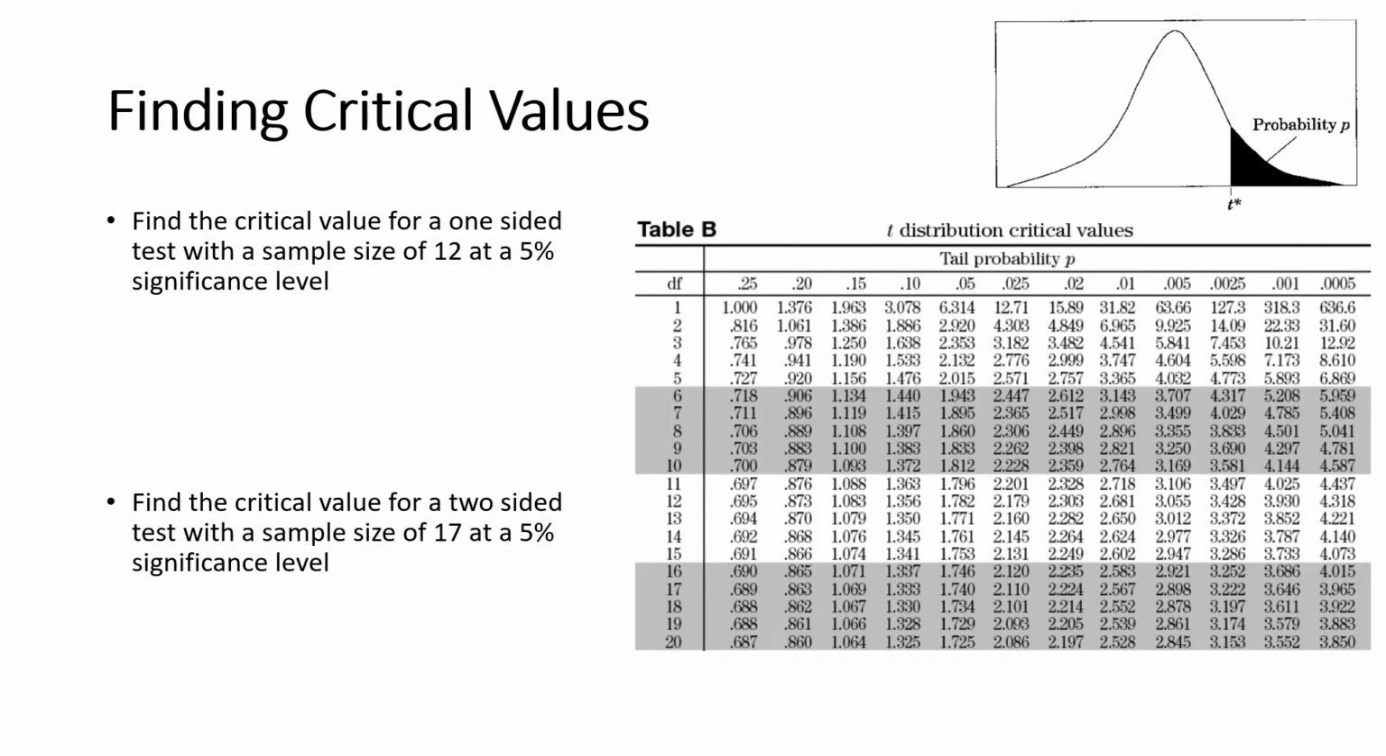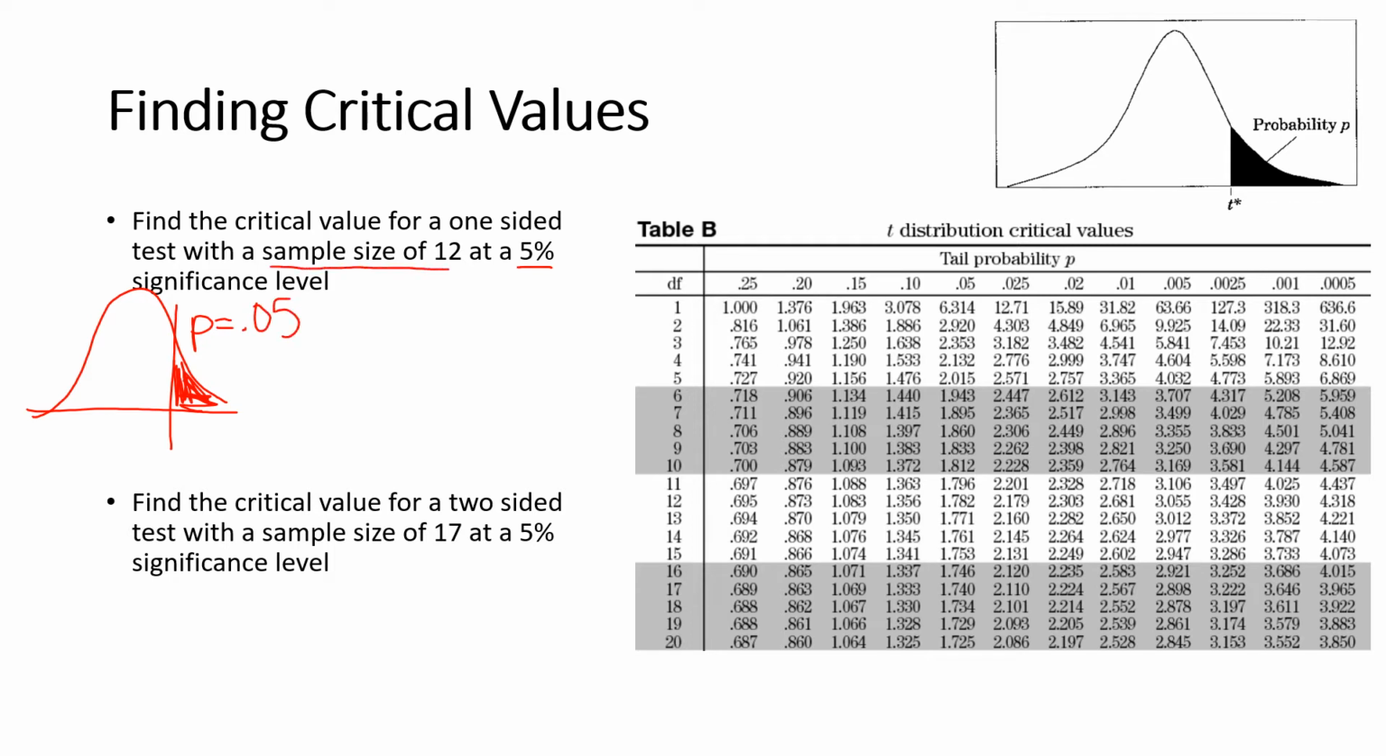Let's practice finding those critical values. So the first one here says find the critical value for a one-sided test with a sample size of 12 at a 5% significance level. So a one-sided test here, I'm going to only shade one side. A 5% significance level means that I'm looking at a probability here in this shaded area of 0.05.